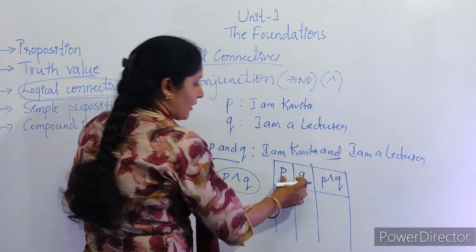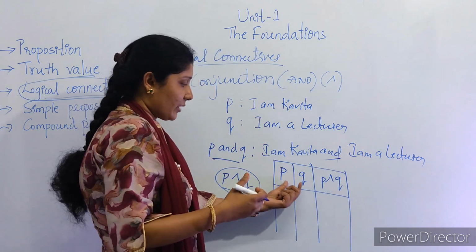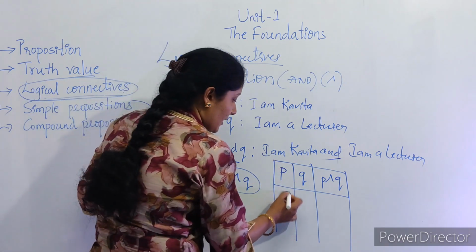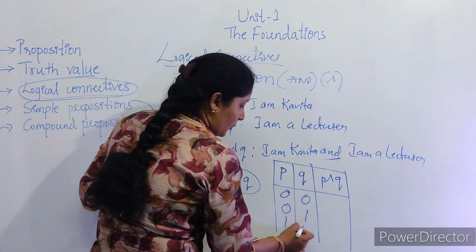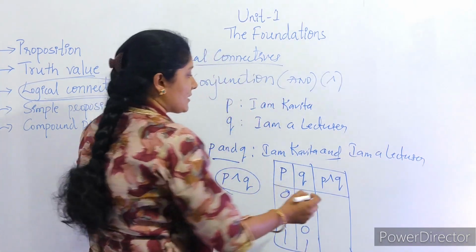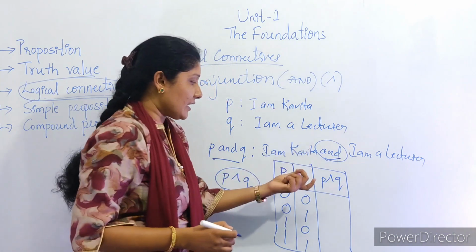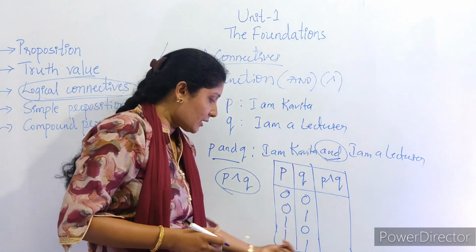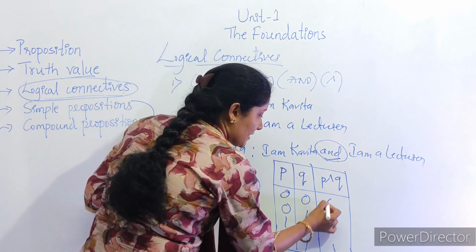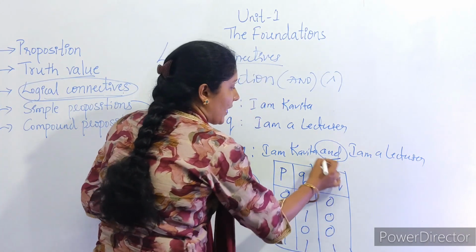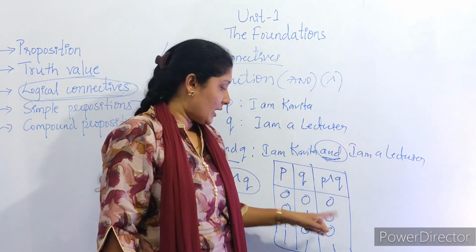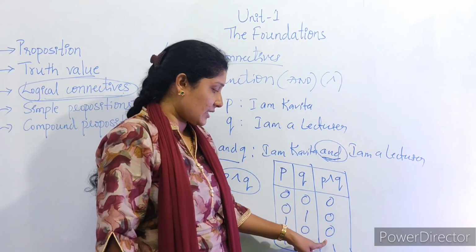See, when we are having two variables, or you can say two propositions, we are supposed to get four combinations: 0 0, 0 1, 1 0 and 1 1. So here, as it is AND, it means when both the inputs are 1, then only it is 1. Otherwise, it is 0. So AND means this and that both have to be true. Then only it is true, otherwise it is false.